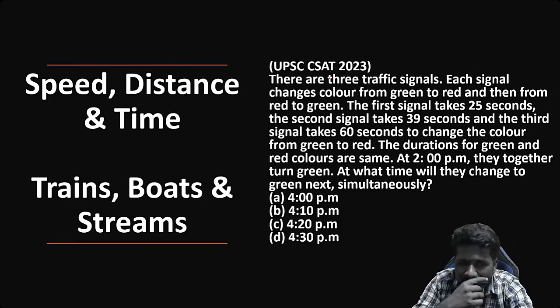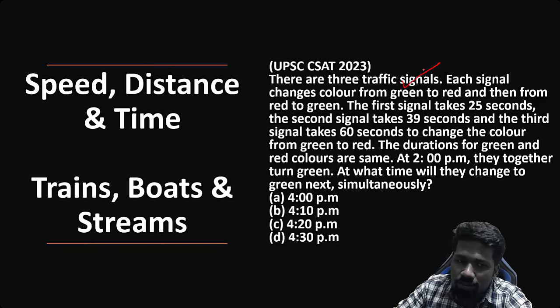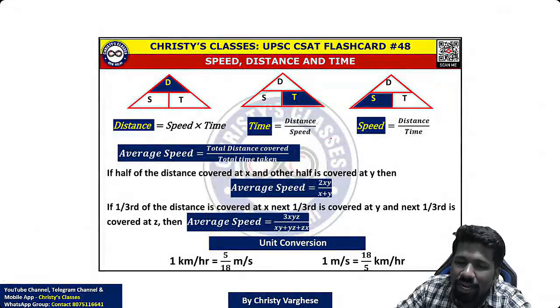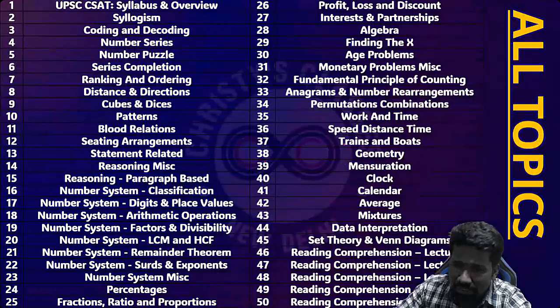Next unit is speed, distance, time, which has multiple types of problems. This is a 2023 question on speed, distance, time. Train related problems can also be asked, or boat and stream related problems also can be asked.